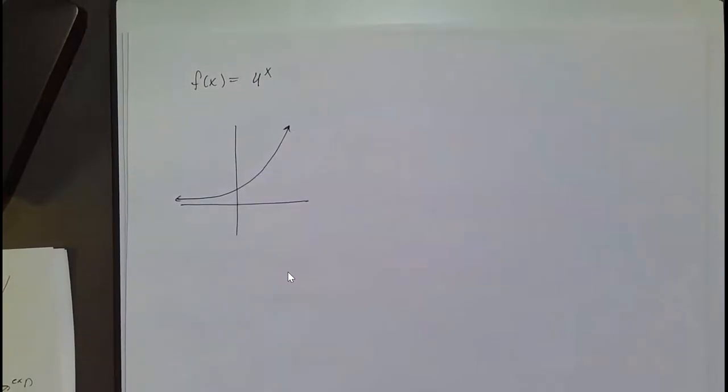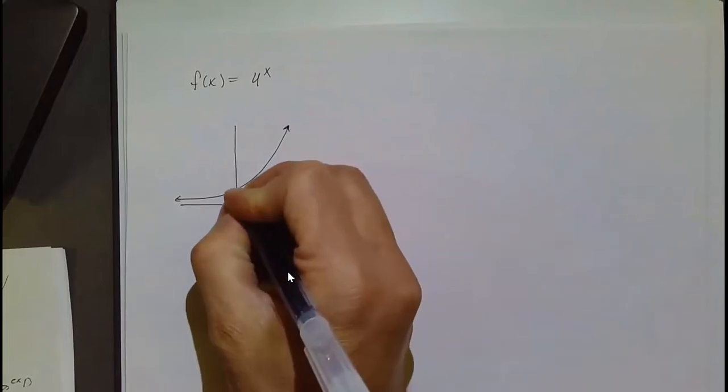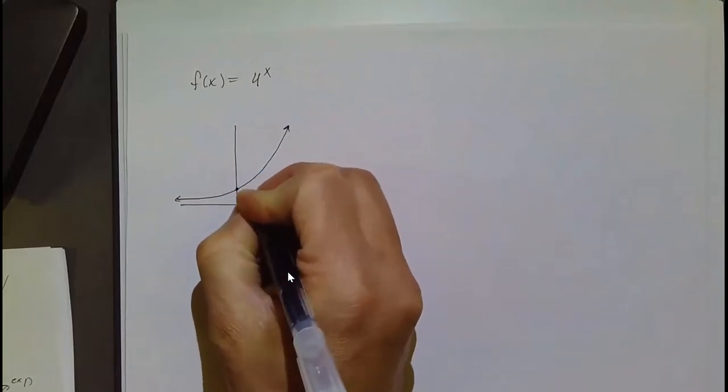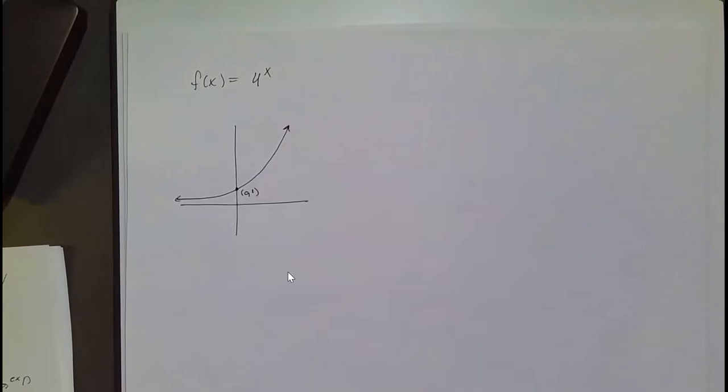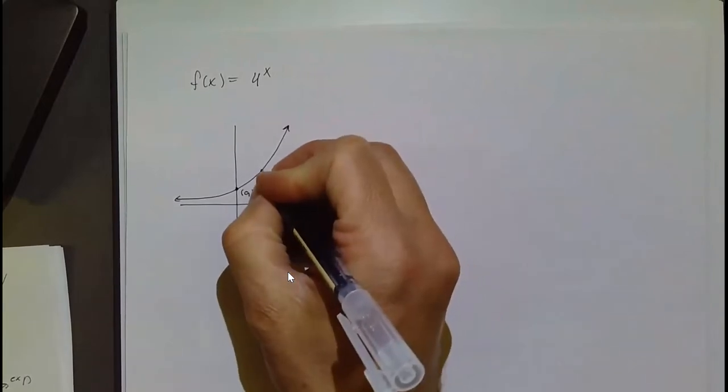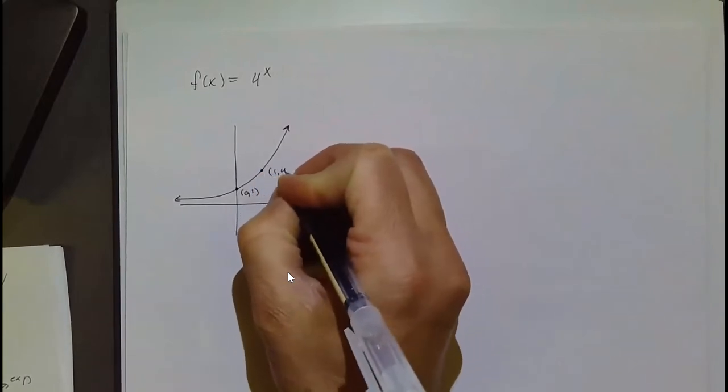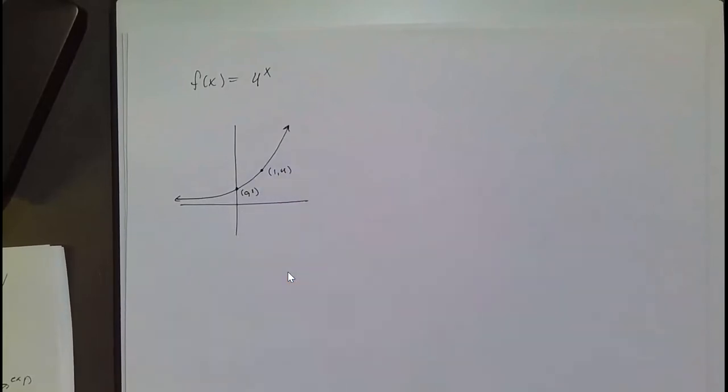You might plot a few points. I probably wouldn't. If I was going to plot some points, I would definitely plot that one, (0, 1). And I might plot one more point, say (1, 4). To me, that's probably more points than you really need. As long as you've got the basic shape, that's really all that matters. So let's look at a couple transformations.